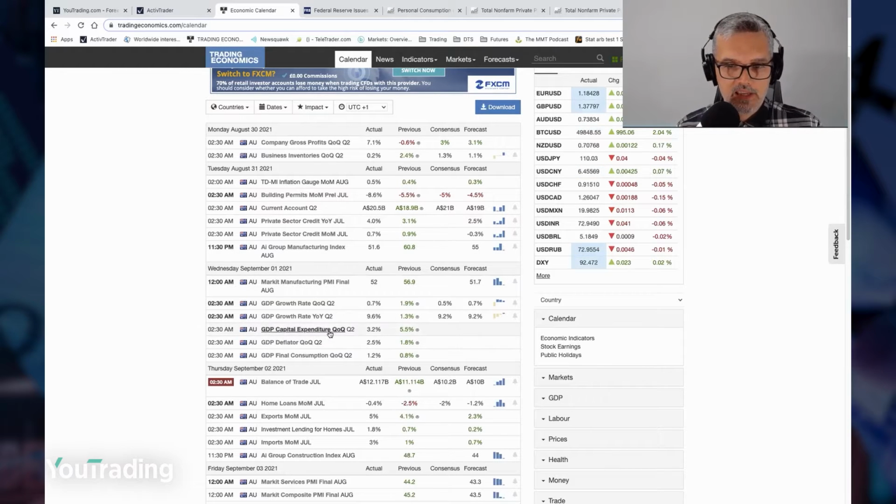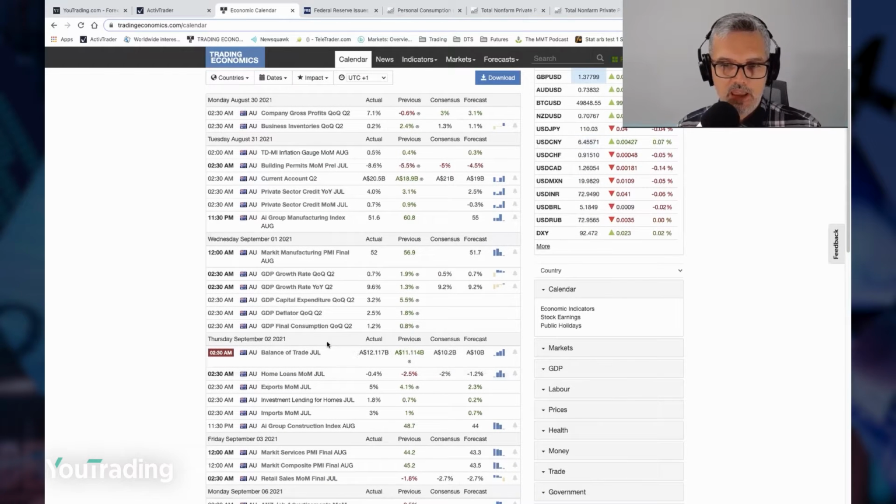Then we had GDP growth rate year on year. That beat the consensus and the expectations. And it's obviously much better than the year before. So 9.6, good GDP growth. And then today we had the balance of trade for Australia expanding. It rose to this $12 billion. And yeah, that's good for the economy because they're an export economy.